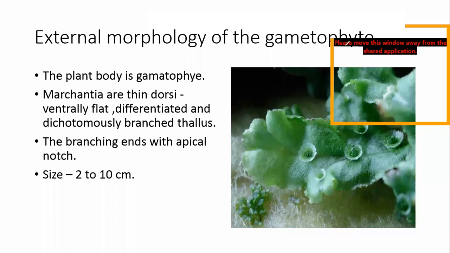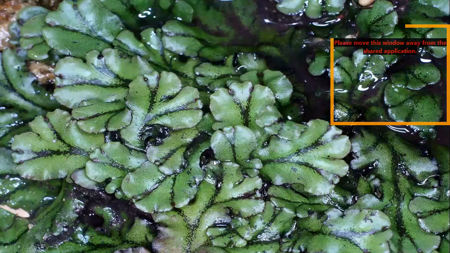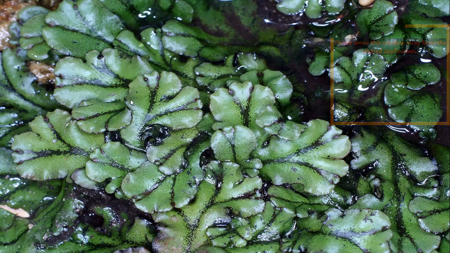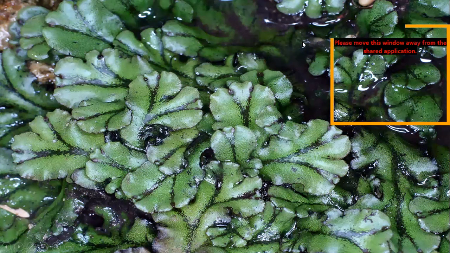Now, differentiating the dorsal region and the ventral region. This is the Marchantia. Okay, you can see the thin flat dorsiventral body can be divided. Okay, they have a midrib, a deep groove which separates the two parts. This is called the midrib. You clearly see this region.